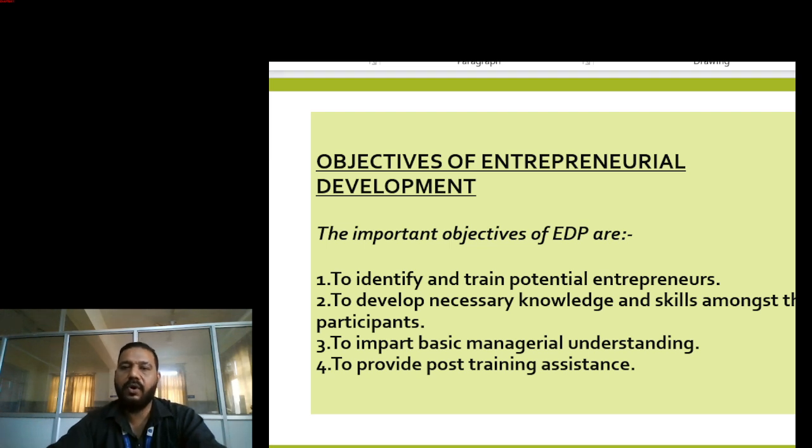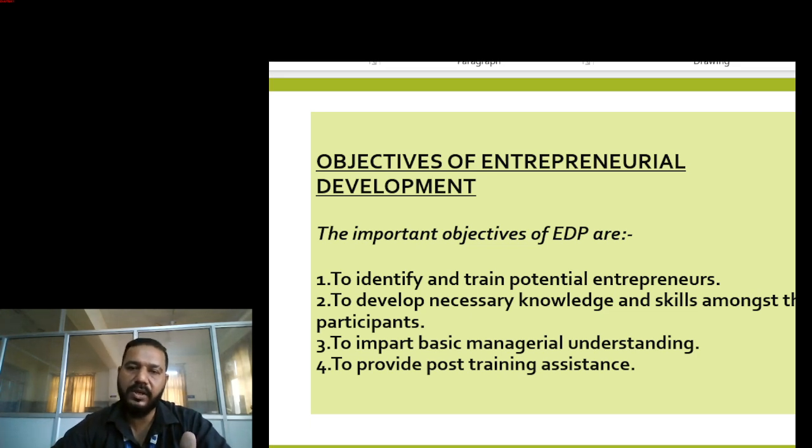What are the objectives of an entrepreneurial development program? As you are seeing on the screen, the first and main objective is to identify and train potential entrepreneurs. Means the people or the youth who want to become entrepreneurs are looking forward to the opportunities which the government provides for them. The people who have potential, we train them in this EDP program, because it is a program run by the state government as well as the central government.